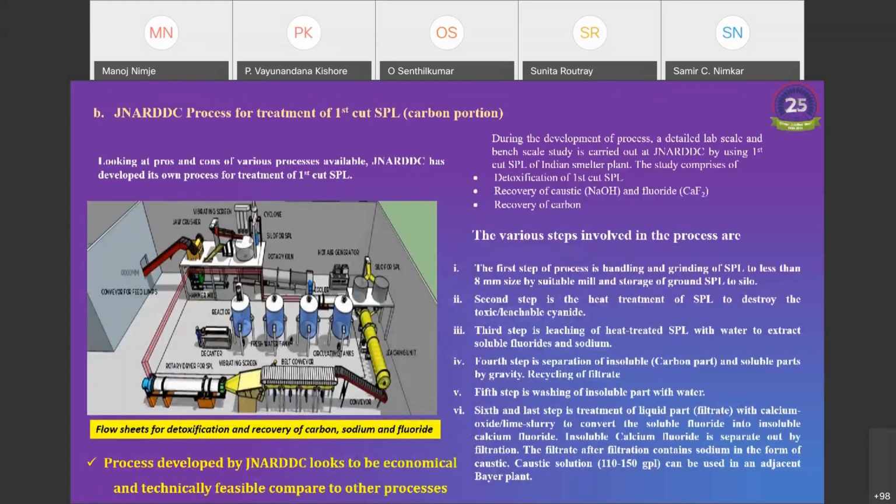Based on the various detailed parameters obtained during the lab scale and bench scale experiments, we designed a pilot scale plant of 5 ton per day capacity, which is a semi-continuous plant, and the schematic of the semi-continuous pilot plant for SPL treatment is shown here. The plant mainly comprises of the SPL size reduction section, where the SPL is crushed to a size of less than 5 millimeter by suitable primary and secondary impact mills.